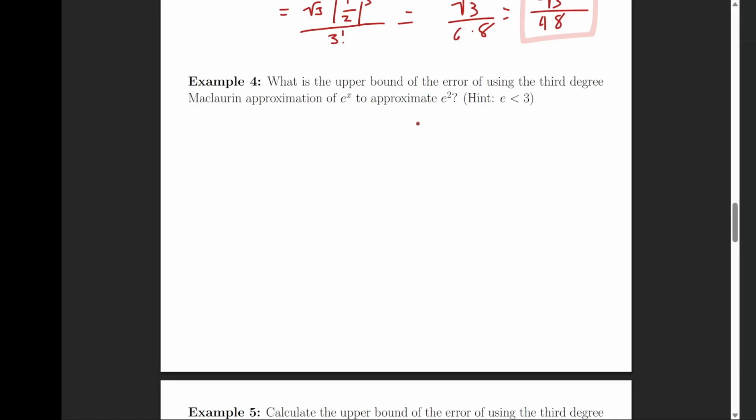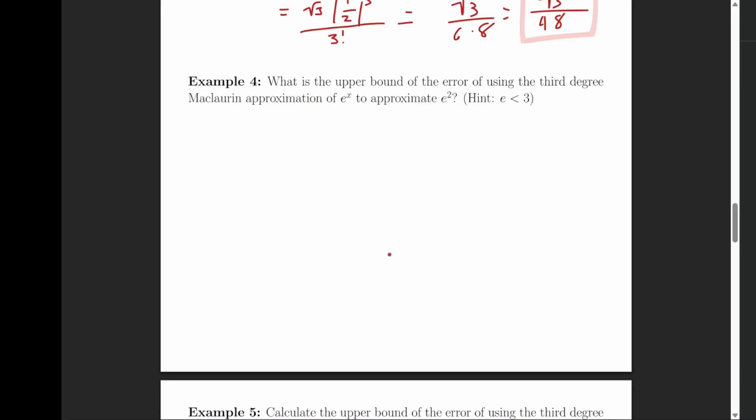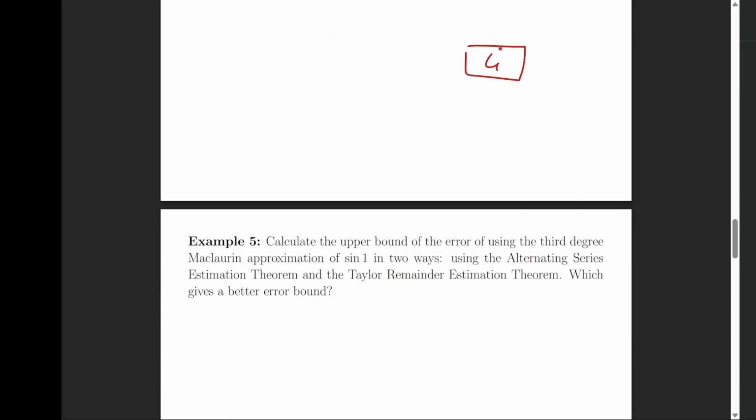So the question says, what is the upper bound of the error using the third degree Maclaurin approximation of e to the x? Actually, you can do this one by yourself. I believe in you. The answer is 6. If you want me to go through it, I'll go through it, but the answer for this one is 6. Whoa, can you read that 6?